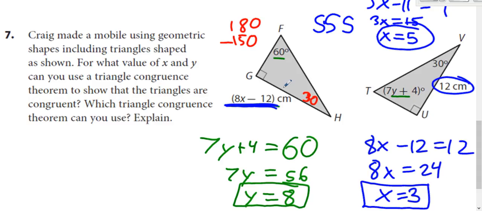So then we would have these sides congruent. We have a 90-degree angle here and a 30-degree angle. 90 degrees, 30 degrees. We have the side in between. So which triangle congruence theorem is that? We have two angles with the side in between. Two angles, the side in between, angle, side, angle.